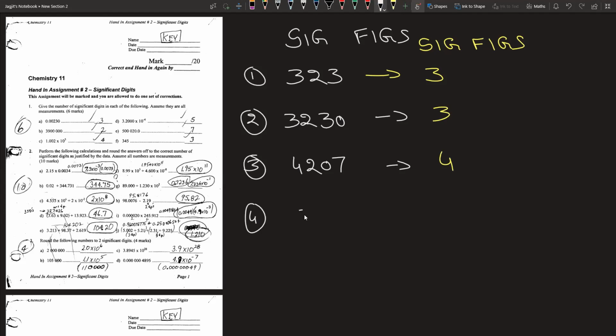Okay, now, what if I give you 3.230? Now you see a decimal, right? If you ever have a 0 after a decimal, it matters. It counts because it gives me a better idea about the accuracy. So how many sig figs are there? 1, 2, 3, 4, because the 0 counts as well. Keep that in mind. If you ever have a 0 after the decimal, then it counts. But if you just have a 0 without any decimal, it's not going to count. Do you guys understand this so far? Okay.